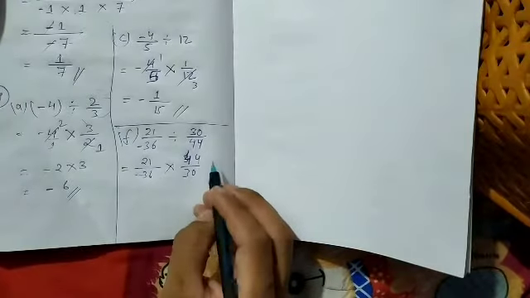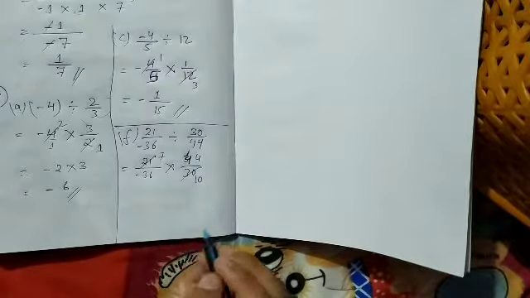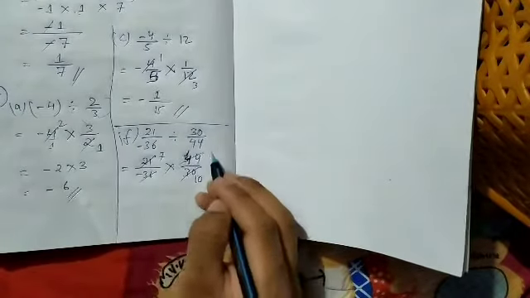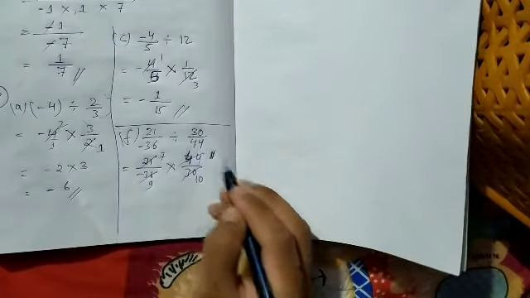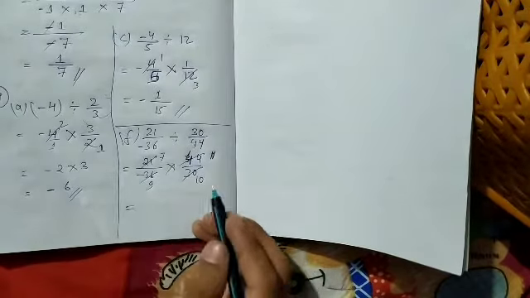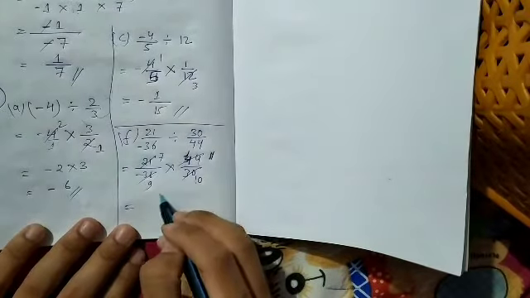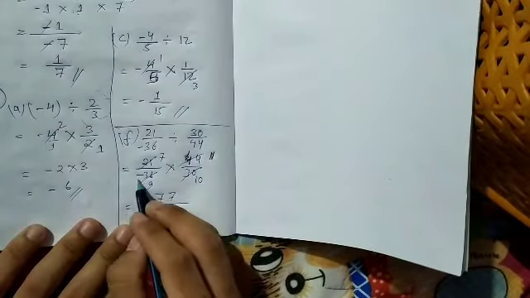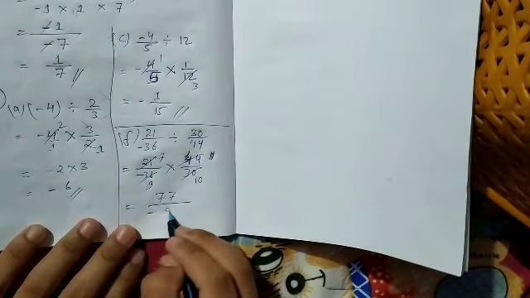So we can cancel. 3 7s are 21, 3 10s are 30, isn't it? This one, 4 11s are 44, 4 9s are 36. Is there anything else that we can cancel? No, isn't it? So the numerator will be 7 11s are 77, divided by the denominator, which will be minus, here it is plus, so minus 9 10s are 90.